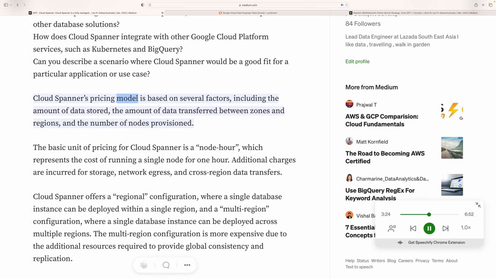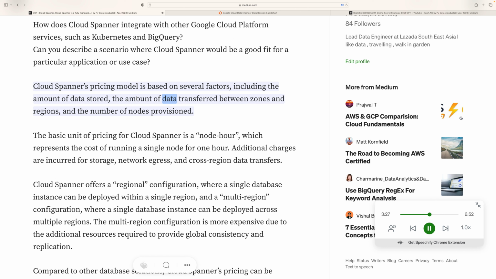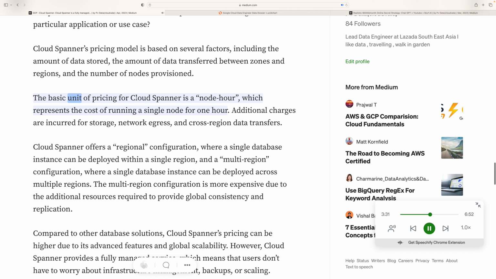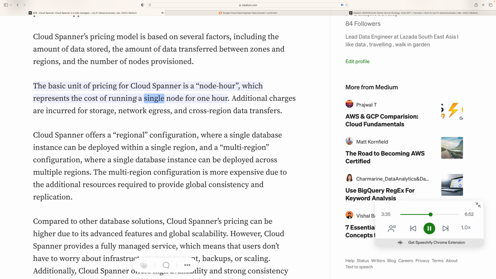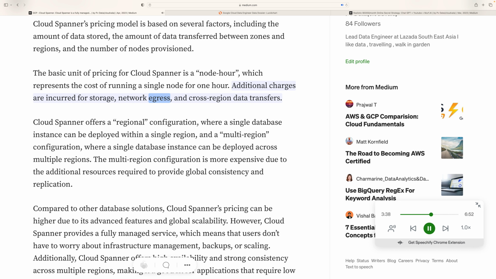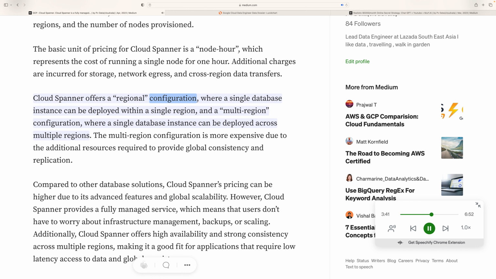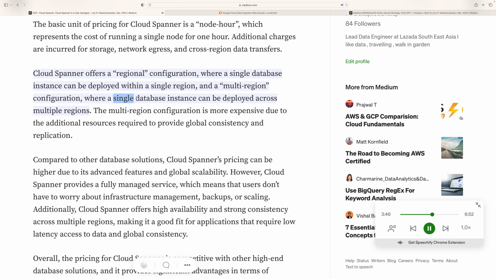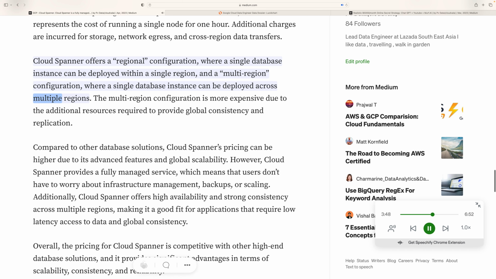Cloud Spanner's pricing model is based on several factors, including the amount of data stored, the amount of data transferred between zones and regions, and the number of nodes provisioned. The basic unit of pricing for Cloud Spanner is a node hour, which represents the cost of running a single node for 1 hour. Additional charges are incurred for storage, network egress, and cross-region data transfers. Cloud Spanner offers a regional configuration, where a single database instance can be deployed within a single region, and a multi-region configuration, where a single database instance can be deployed across multiple regions.